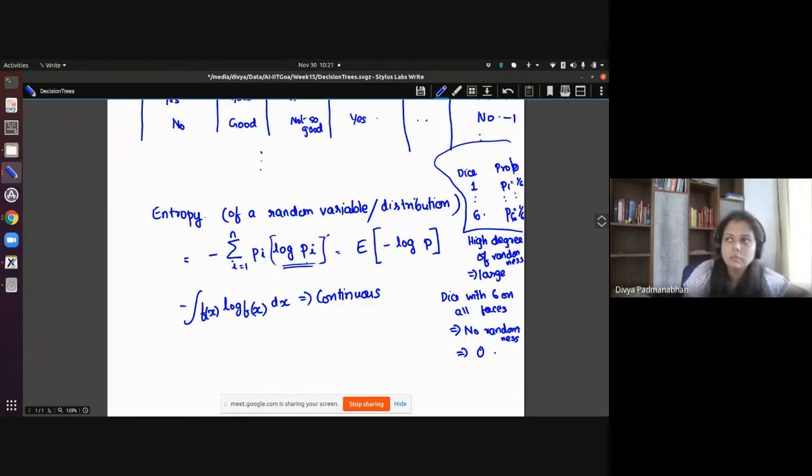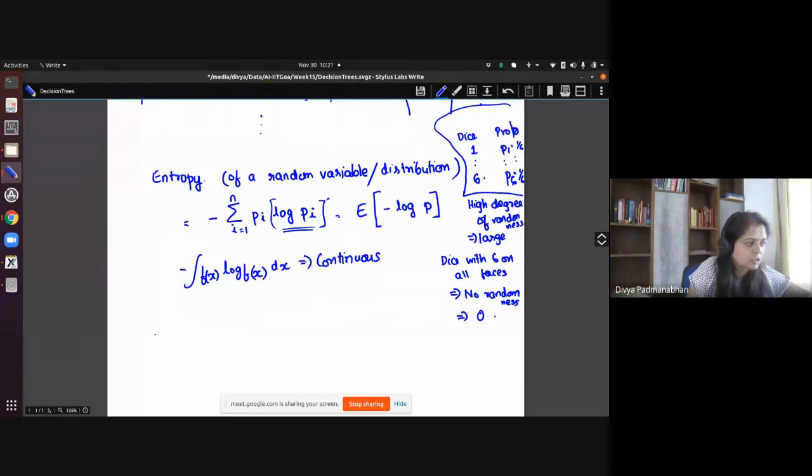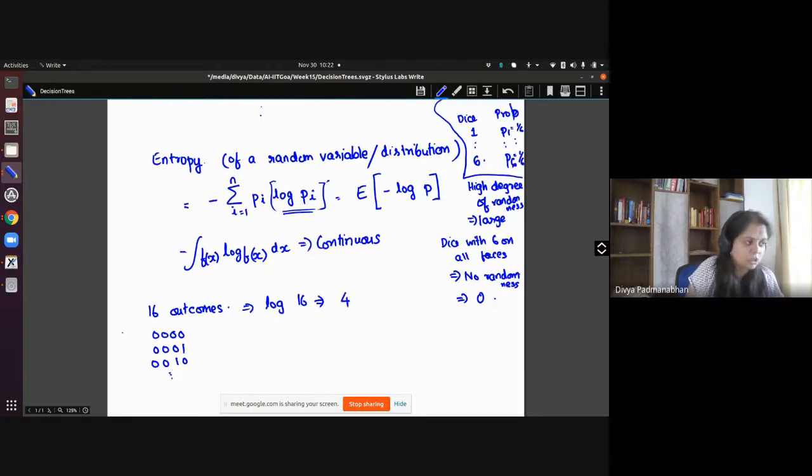For example, let's just take a binary outcome, so there are just two things, maybe a 0 or 1. But let's take a slightly larger example, a random variable with 16 outcomes. Now you want to send which event is going to happen. With bit representation, you will take log 16, so this will be 4 bits. To represent outcome 1, you will send 0, 0, 0, 1, and so on, all the way up to 16, which is 1, 1, 1, 1.